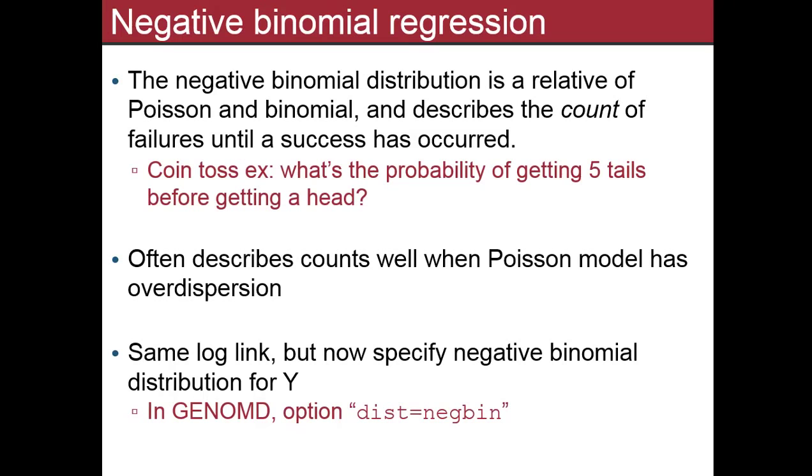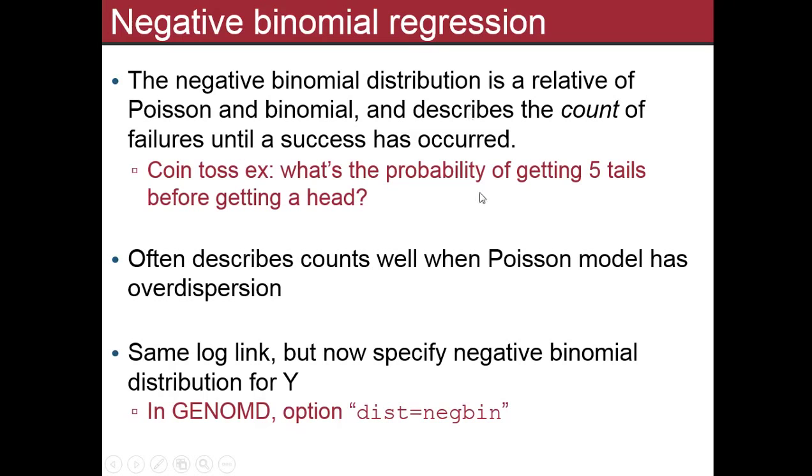It's determining the sum of different binary successes, and then it's the distribution of those binary successes. The Poisson distribution is the count of successes, rather than describing the different successes themselves, and then the negative binomial is the count of failures until the first success has occurred.